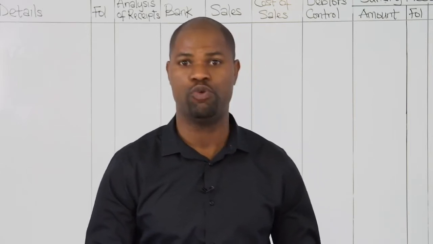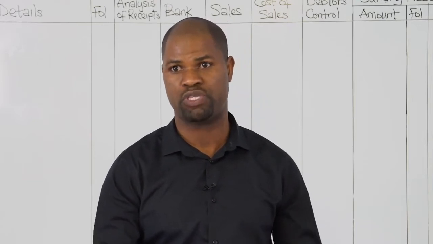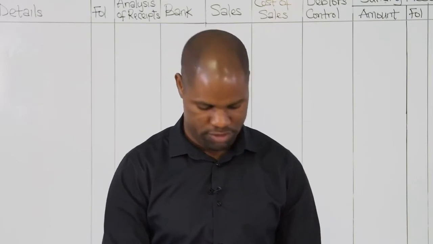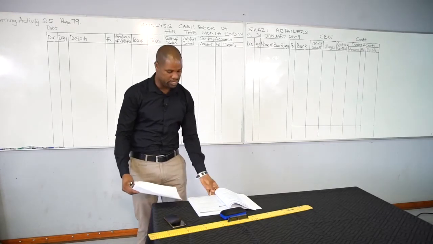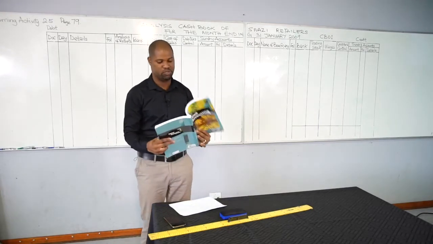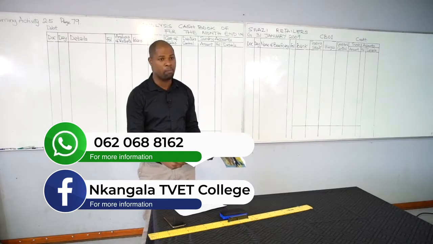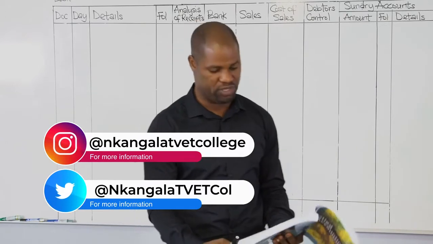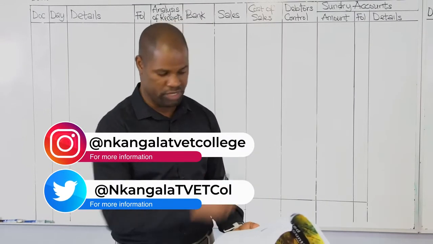So as we all know, we are going to look at how we are going to enter, even how to post transactions from source documents into the cash book. So today I'm going to treat a question from our textbook. I'm using Macmillan Applied Accounting Level 3. So I'll be treating a question on page 79, the learning activity 2.5. I'll go through this question and then I will try to run it on the board.